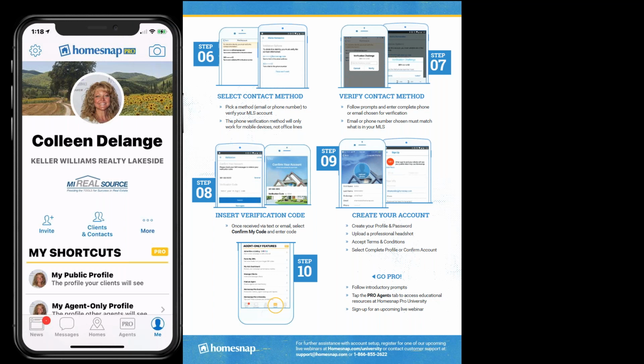Then it will ask you to verify your contact method. Just like any other account you're setting up, any other app will send you, as a security policy, a code, because we want to make sure you're not somebody else. It's usually a 4 or 5 digit code, and it will say, please enter that code so we know it's really you, that it's really your phone number, that it's really your email address. So you want to verify which way you want to be contacted for that code. Once that code comes in, you're going to insert it right into the HomeSnap. Then it's going to allow you to finish creating your account.